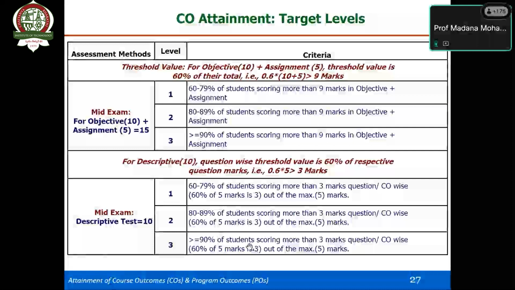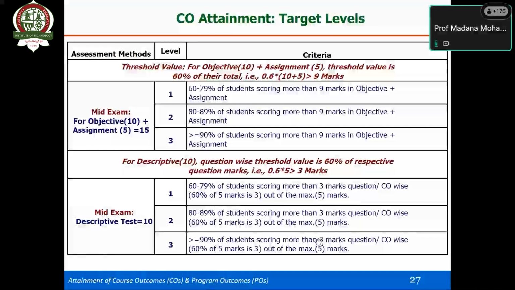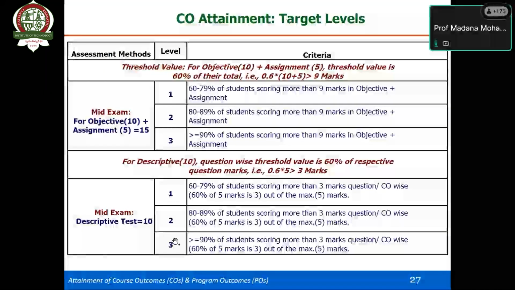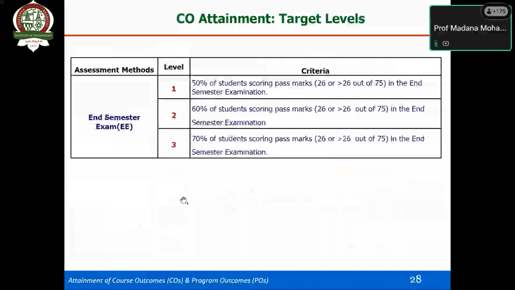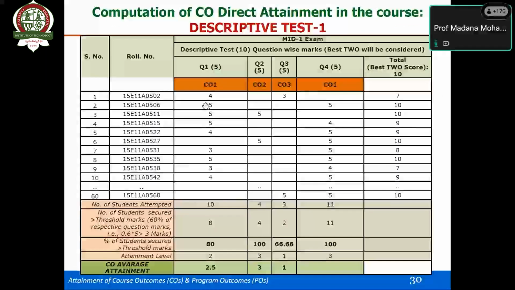Then 90 above percentage, whoever scored greater than 3, that is level 3. Now here you can see what level we will get. So for this CO1 question 1, the number of students who secured greater than the threshold mark, that is 60 percentage, that is greater than 3, is only 8 students.